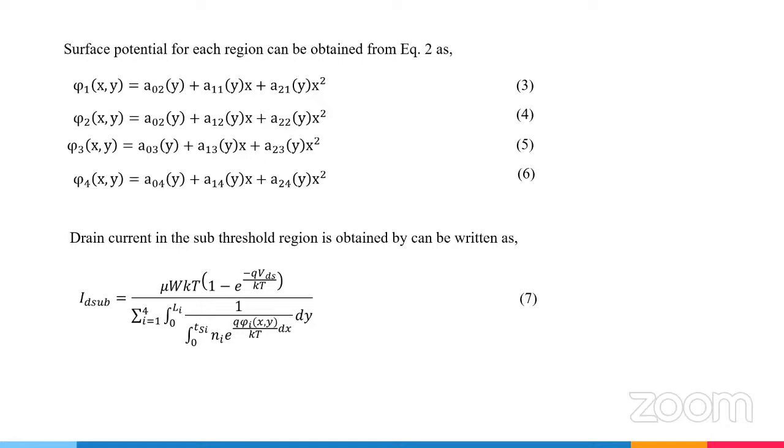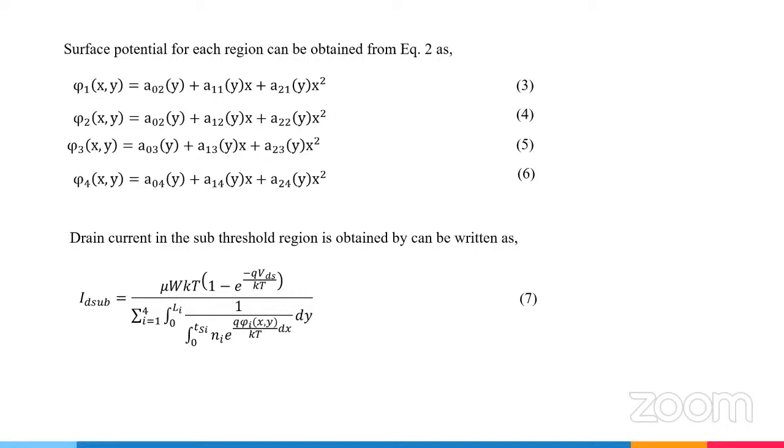After this, how do we find the drain current of that particular biosensor? First of all, we have used the sub-threshold region. We all know that in the sub-threshold region, the biosensor gives us the highest sensitivity. So the drain current in the sub-threshold region is obtained by the equation that I have mentioned. It is a well-known equation in the MOSFET industrial environment.